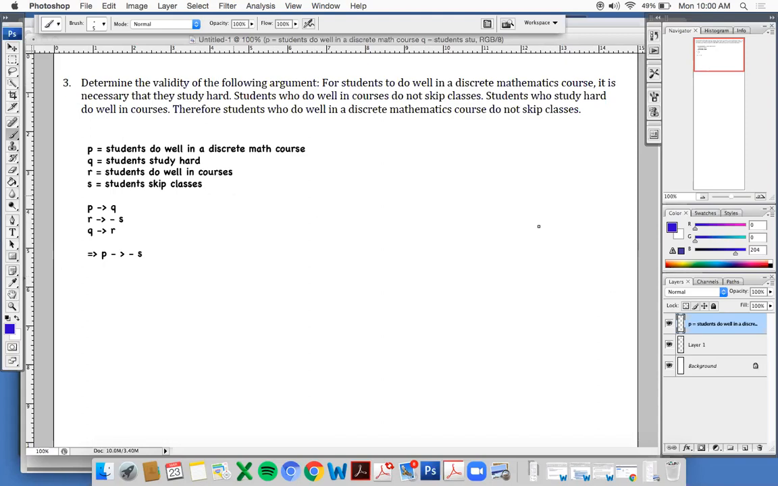You could do a truth table for this, but I would rather you didn't, because there are four propositions. That means you have 16 rows in the truth table and it's messy. I would rather you use the logic laws, so the chain rule and the law of detachment and stuff like that. Even though those laws might be a bit confusing at the beginning, they make it a lot more practical to do proofs.